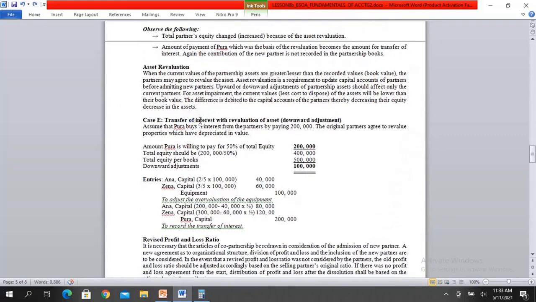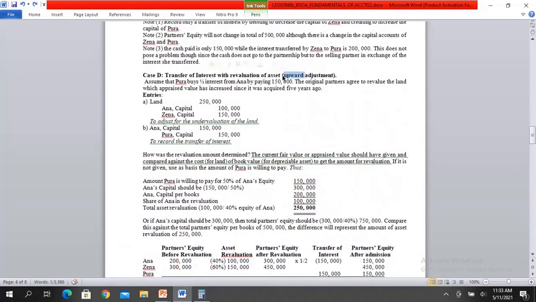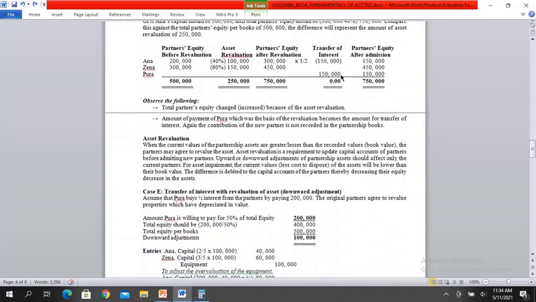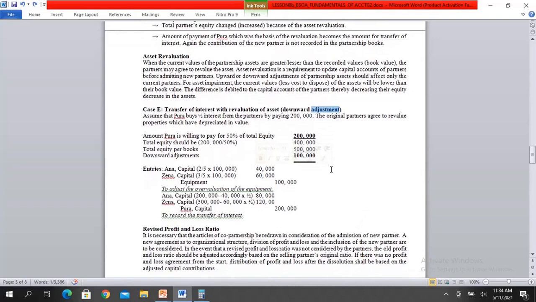So, case letter E. Tuloy natin. Transfer of interest with revaluation of asset, downward adjustment. Sabi natin kanina, ginawa natin kanina na transfer of interest with revaluation of asset, upward adjustment. Upward adjustment kasi nag-increase yung value ng land. Ngayon, dito naman is downward adjustment kasi nag-depreciate yung value ng equipment.